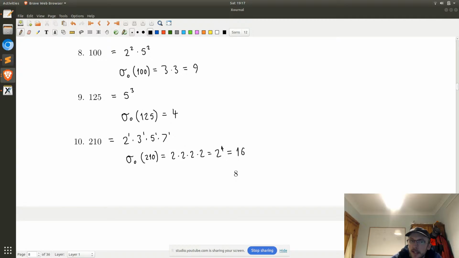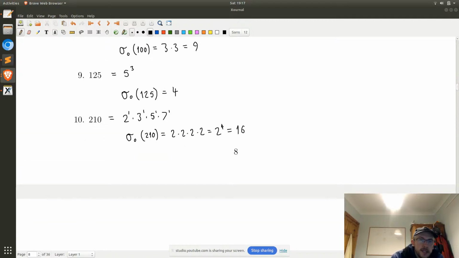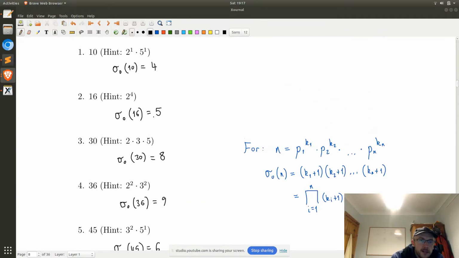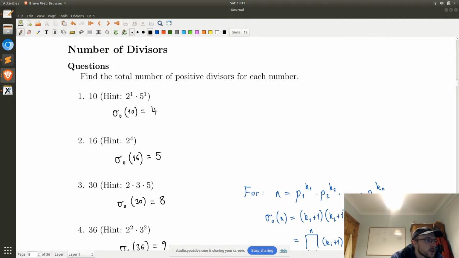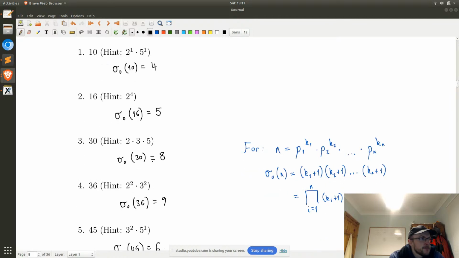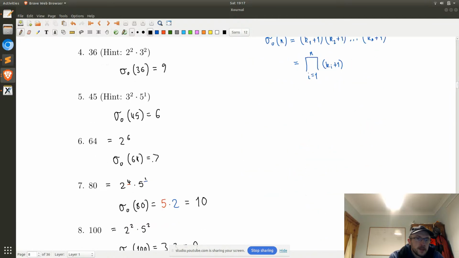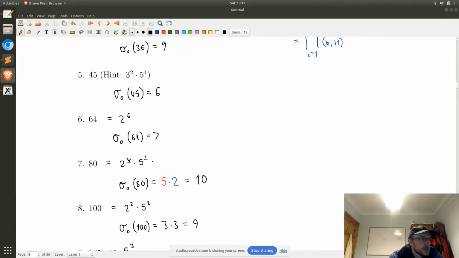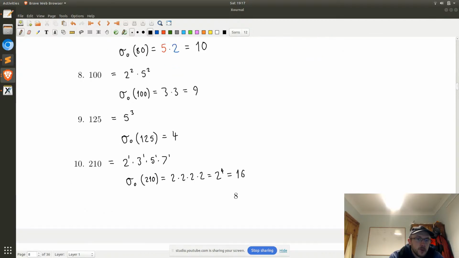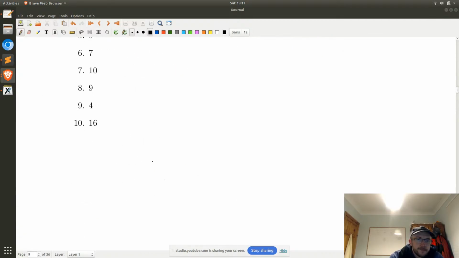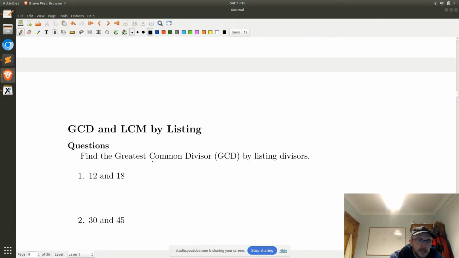6, 7, and 10. And that's just halfway. So anyway, now to check and see if all of that is correct. So we get 4, 5, 8, 9, 6, 7, 10, 9, 4, and 16. Excellent.